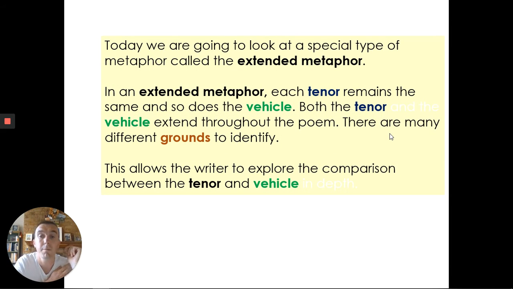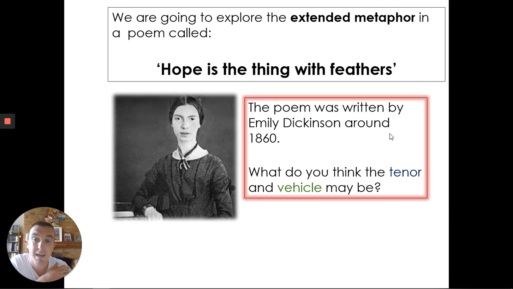Today we're going to look at a special type of metaphor. It's the extended metaphor. In an extended metaphor, the tenor is the same and the vehicle is the same. And they just go throughout the poem. That's why we call it extended. There are lots and lots of different grounds, or lots and lots of reasons why the tenor and vehicle have been used, or why the vehicle has been used, what links those two things together. This allows a writer to explore the comparison in depth.